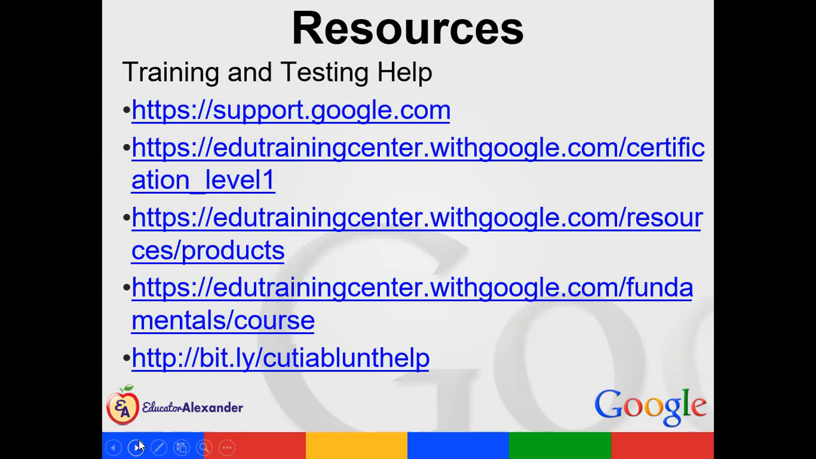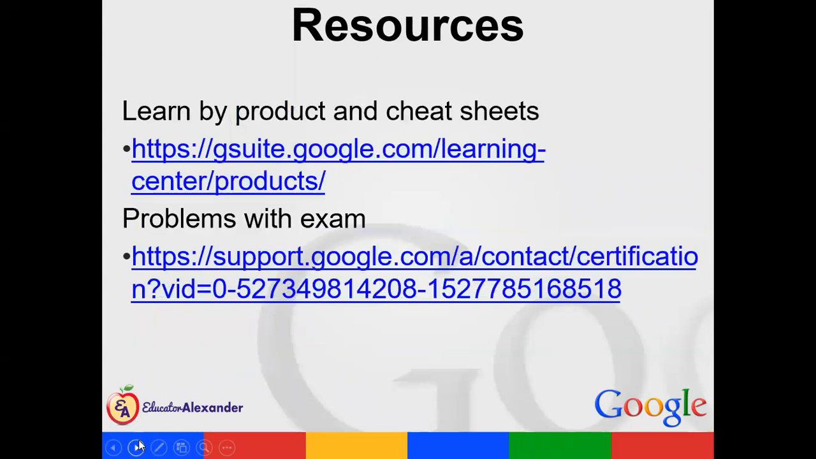For example, the screen may come up that has all of the tools. So if I'm using Gmail and I have a question about Gmail, I can just click Gmail and look for that answer. So these are really good links that you can use. This is Learn by Product and Cheat Sheet, and then Problems with the Exam.